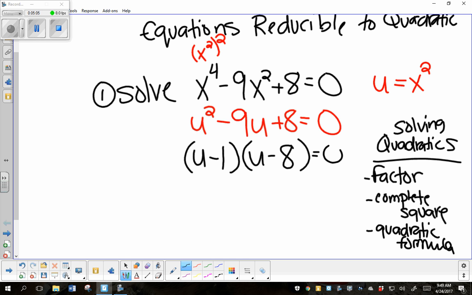equals 0. So now, how do I figure out what u is if I know that either of these two factors are 0? 1 and 8, right? Because we want to say, what would make u minus 1 equal 0? Because if that equaled 0, this whole thing would equal 0. And what would make u minus 8 equal 0? 1 and 8.